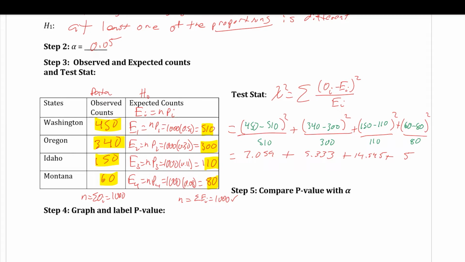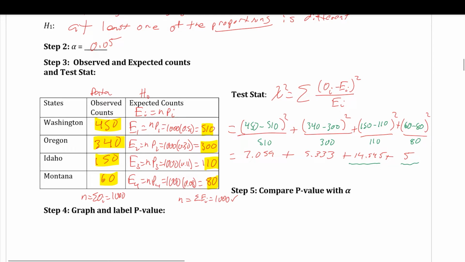Okay, now let's really examine these 4 numbers here. The smallest number that I see is the 5, which is the last one. That one contributes less to the error, you see. The 60 and the 80 are closer to each other than all the other categories. So for Montana, 60 and 80 are closer to each other. The one that is the most off is that 14.545. The 150 and the 110 were more off than all the other ones, and so that contributes more to this error, to this test stat.